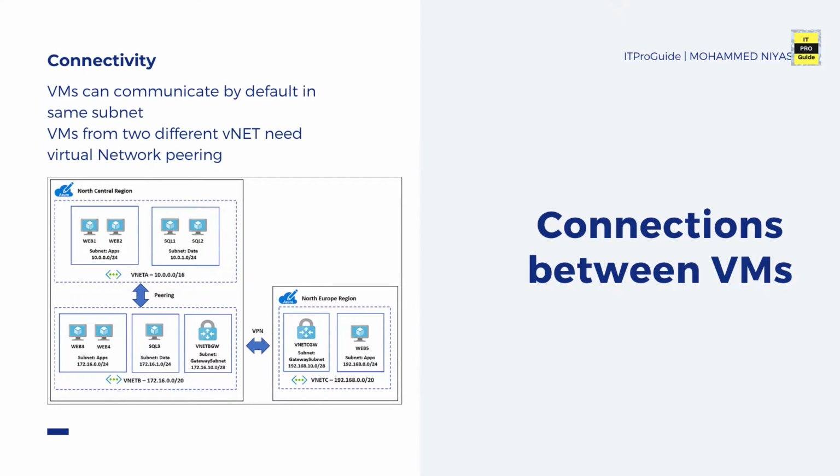Before we go to the demo, I think it's good to understand the virtual machines communication in VNet. VMs in the same VNet, even if they are in different subnets, can communicate with each other by default. VMs in different VNets, meaning you have multiple VNets and you place VMs on both, need virtual network peering to communicate.